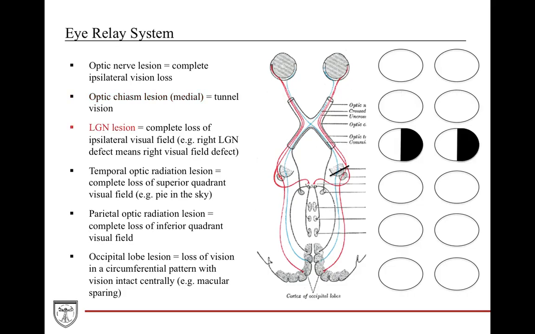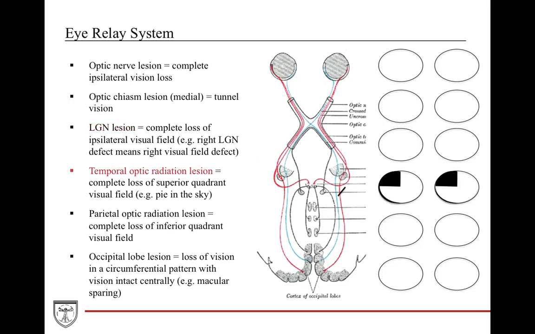If you get an LGN lesion, you're going to get complete loss of the ipsilateral visual field. So for example, if you have a right lateral geniculate nucleus defect, you're going to get a right visual field defect. Okay? Because remember, it's all about the visual fields. It's not about the eyes, but the visual fields.